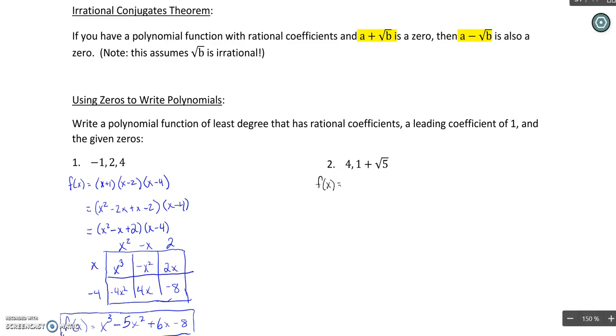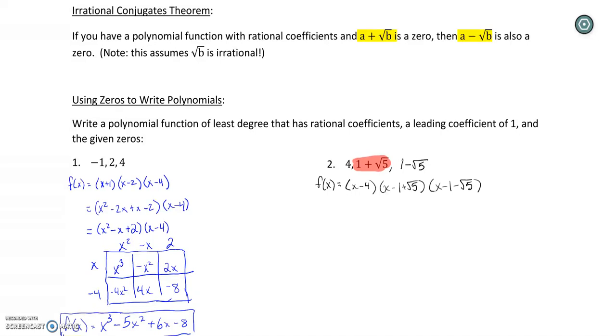The first thing I would do is, since we have the positive version, I need to add the negative version to this. I highlighted too much, I apologize. I'll adjust my colors, and it should help us out a little bit. So if I add the negative version to this, I will have 1 minus square root 5. So I add that in there. And now I'm just following the same steps I did earlier to make this x minus 4, x minus 1 plus root 5, times x minus 1 minus root 5.